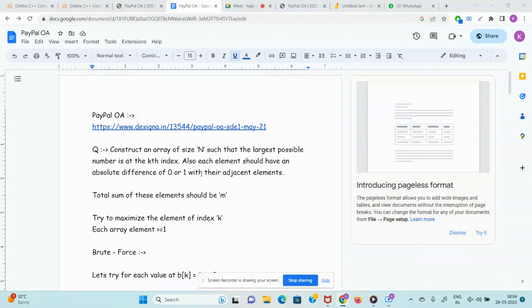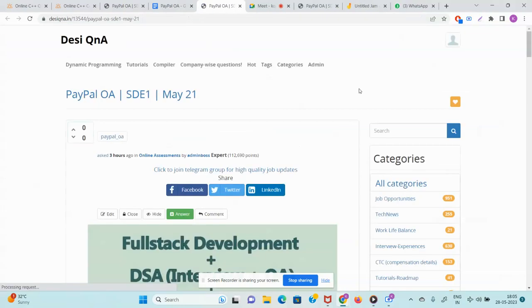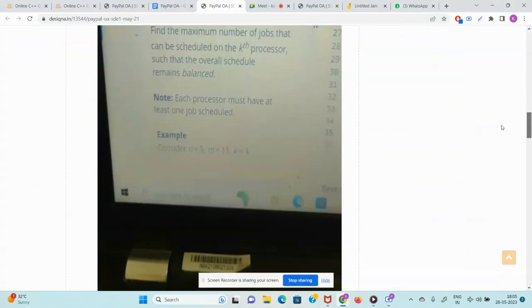So, guys, today we are going to solve a hard problem which was asked in PayPal. It was asked 3, 4, 5 days ago. Okay, and the problem is very, very interesting. The link to the problem is here. The people who are interested in reading can read from here, and I will explain the problem in short.